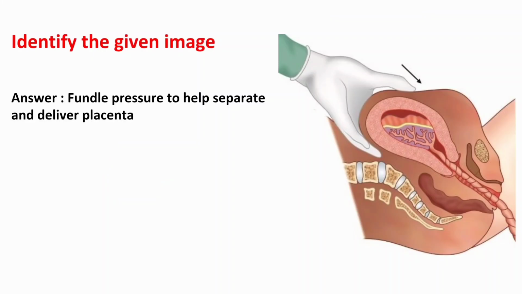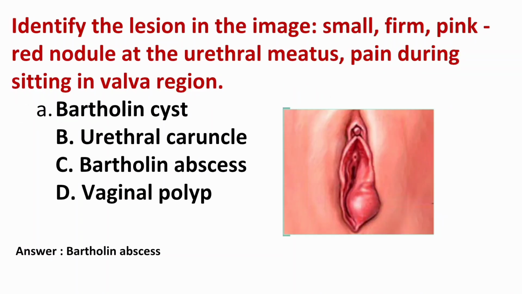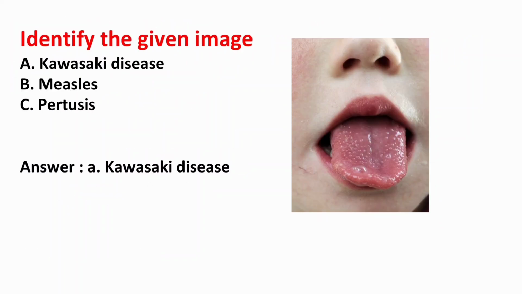Identify the given image. Answer: fundal pressure to help separate and deliver placenta. Identify the lesion in the image: small, firm, pink-red nodule at the urethral meatus, pain during sitting in vulva region. A. Bartholin cyst. B. Urethral carbuncle. C. Bartholin abscess. D. Vaginal polyp. Answer: Bartholin abscess.